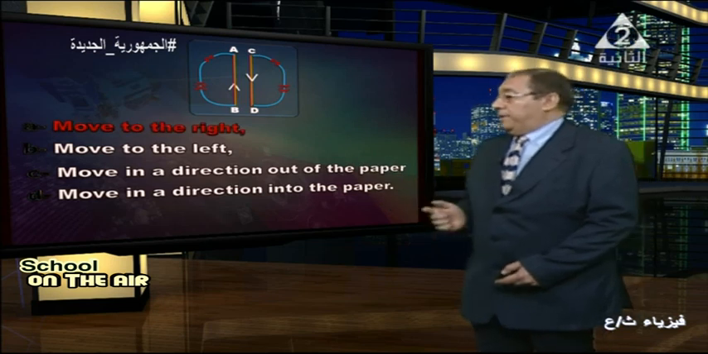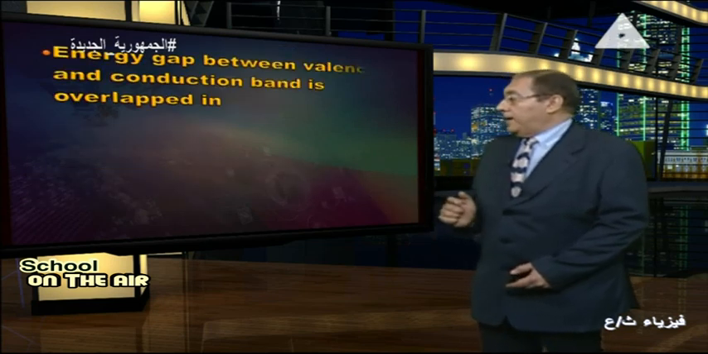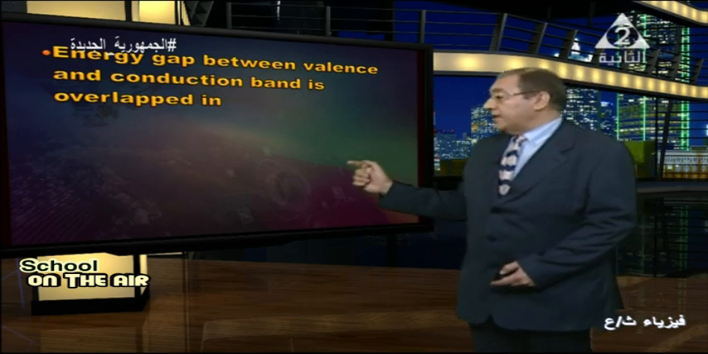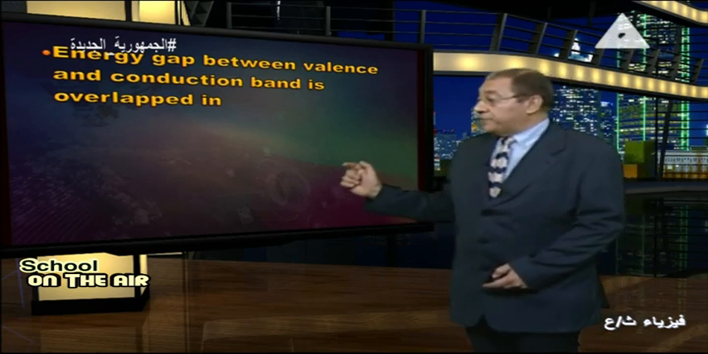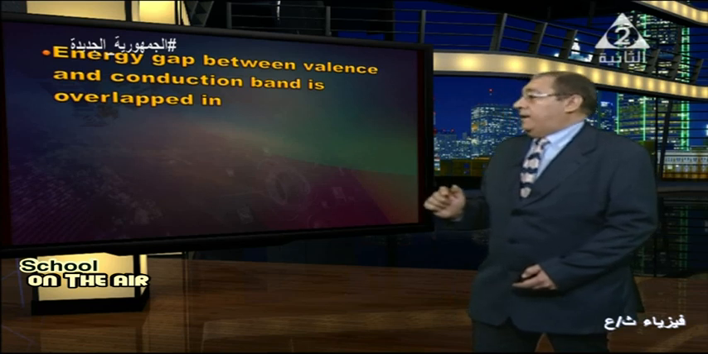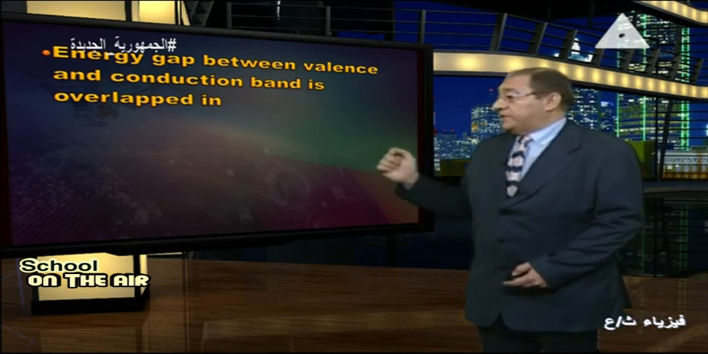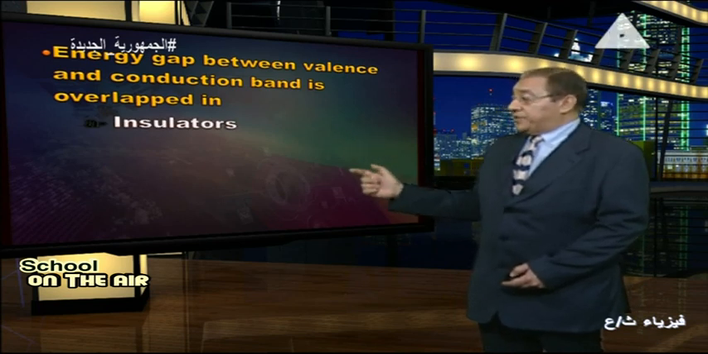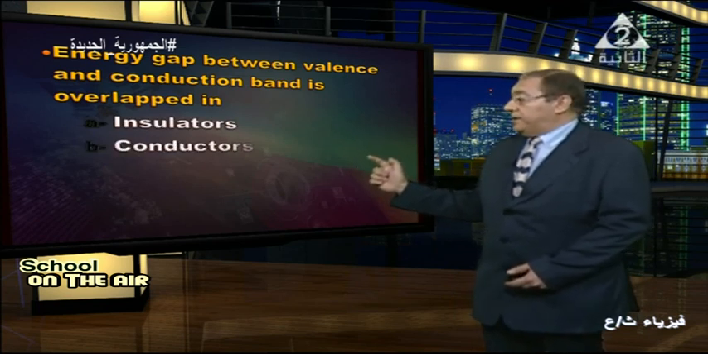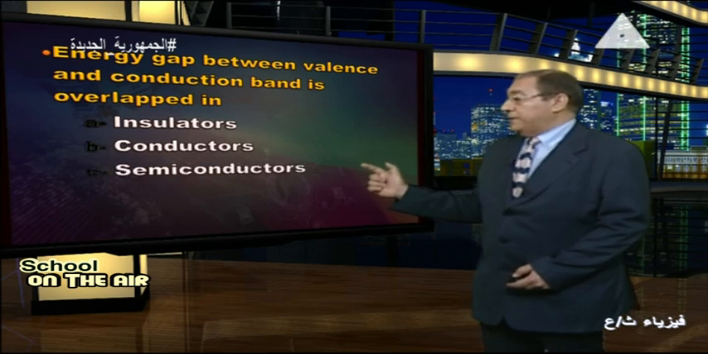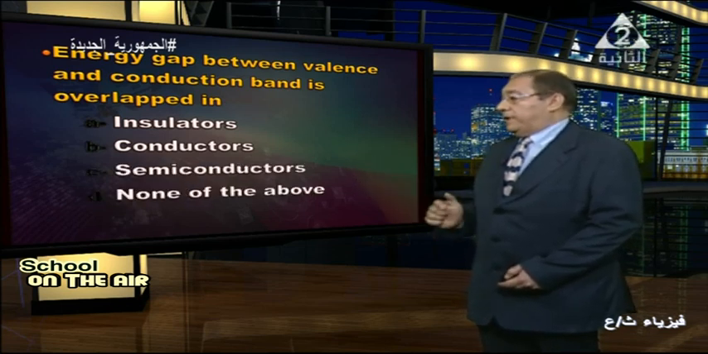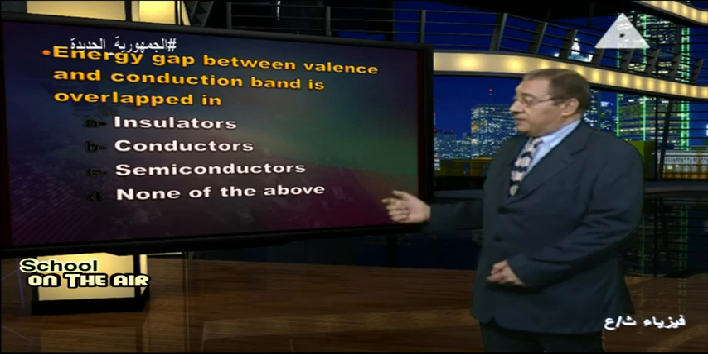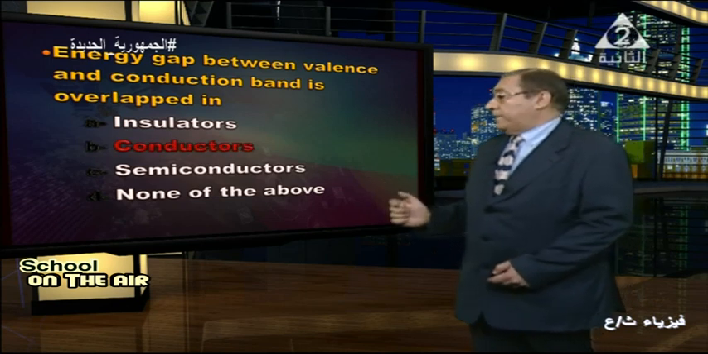Another choice. The energy gap between valence and conduction band is overlapped. Overlapped means the material is a good conductor. Is it overlapped in insulators, conductors, semiconductors, or none of the above? I've already answered it. It is in conductors. Another choice.